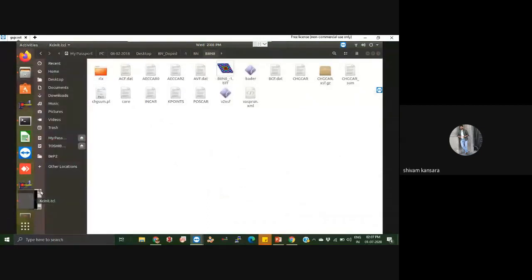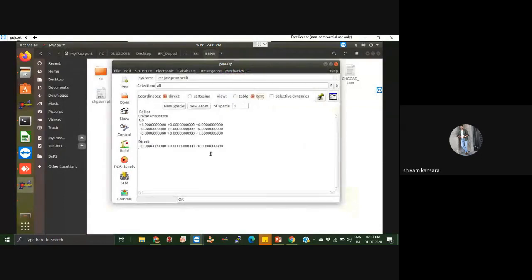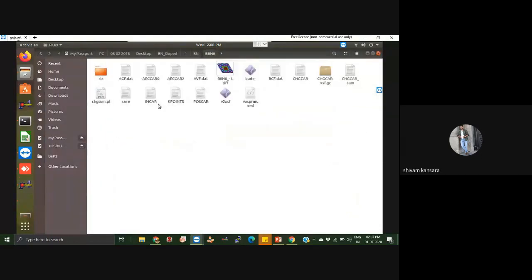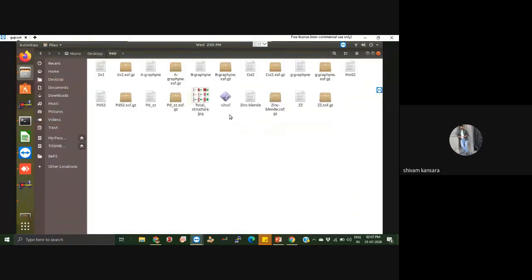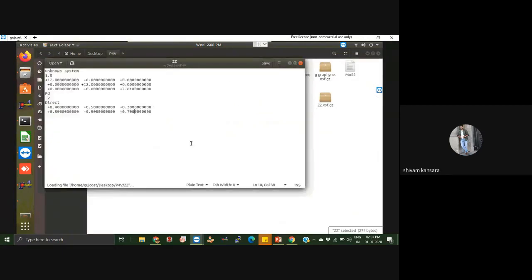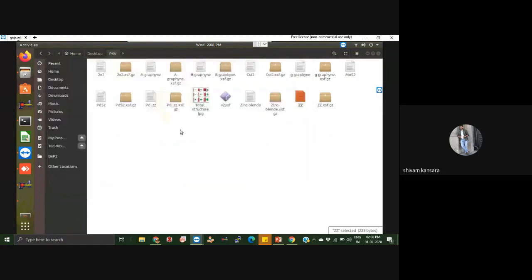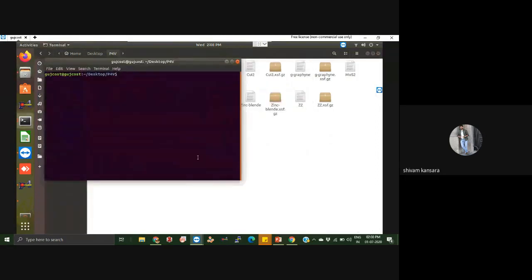If we wish to visualize it more clearly, we can start like this. Go to P4VASP, go for any system and open the terminal. So how to open the structure?